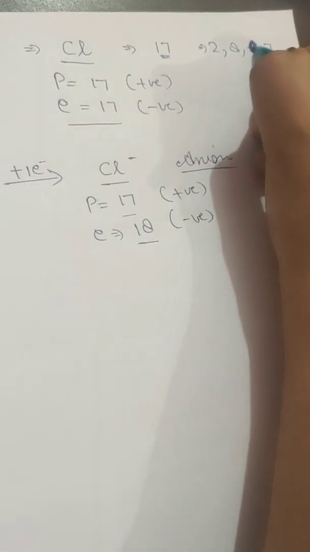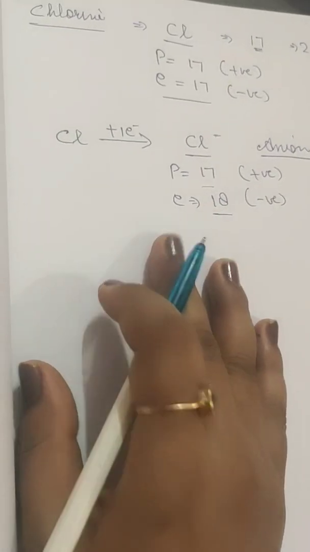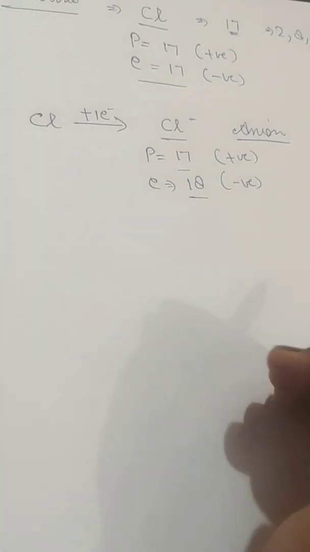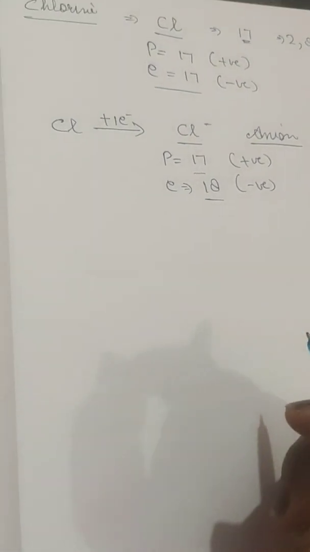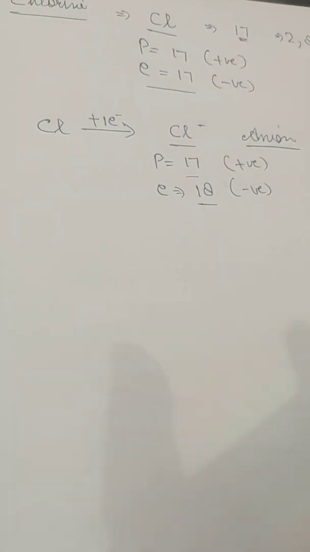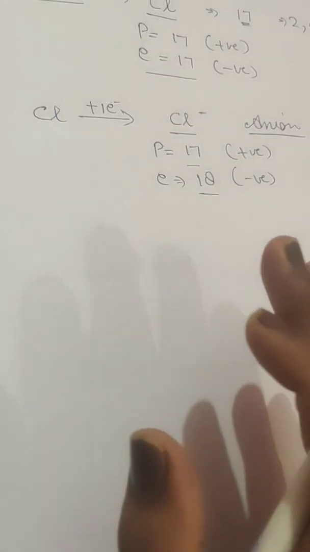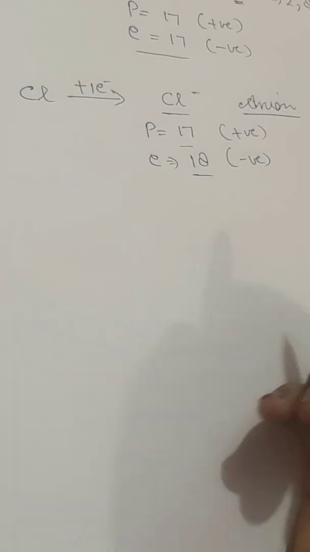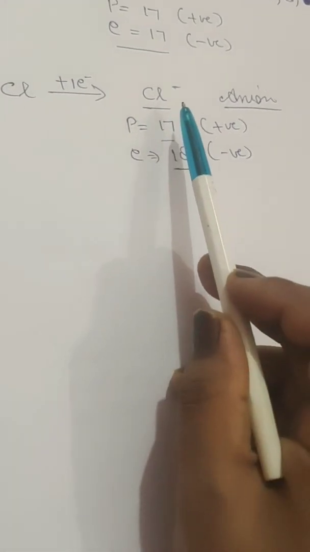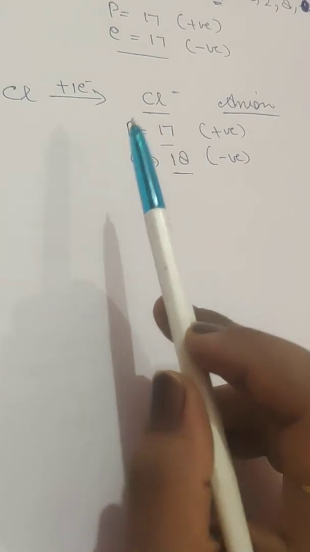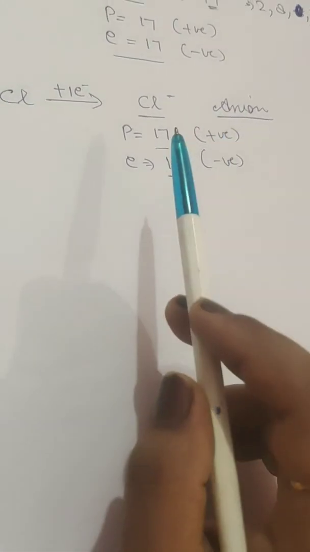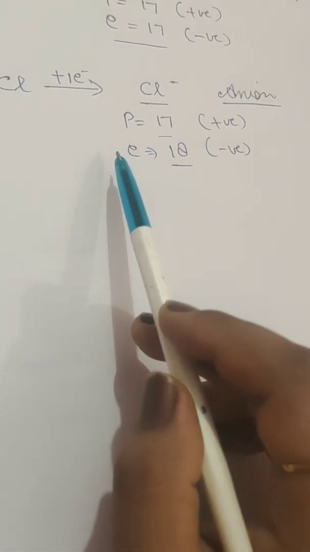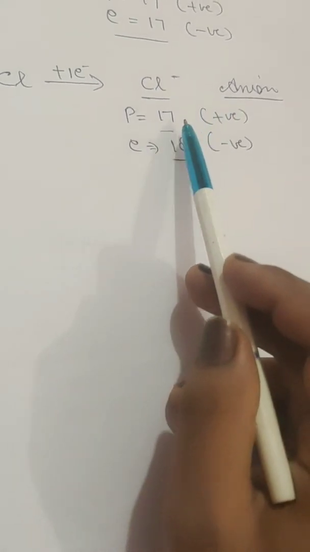So by this it becomes an ion. The basic difference between an atom and an ion is that an atom is a neutral substance. It does not have any charge, neither positive nor negative, because it has both charges but they are equal in number. But in the case of an ion, it will be either a negative charge or a positive charge. If it is a positive charge, it will be called a cation, and if it is a negative charge, it will be called an anion.